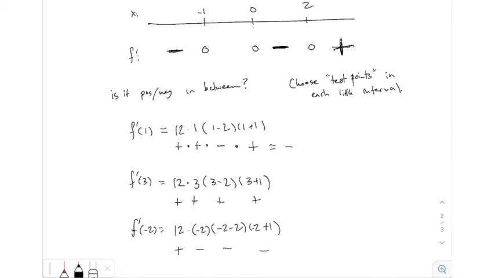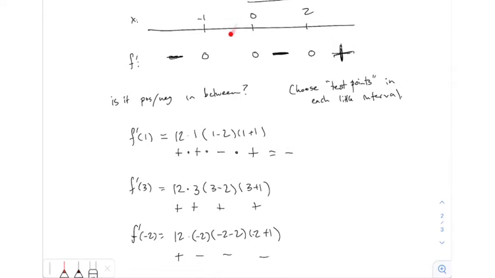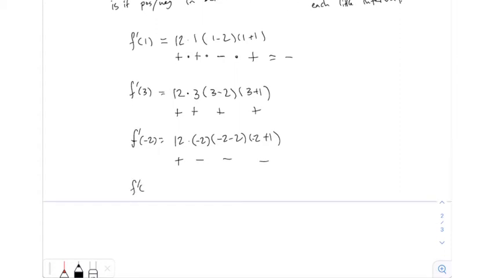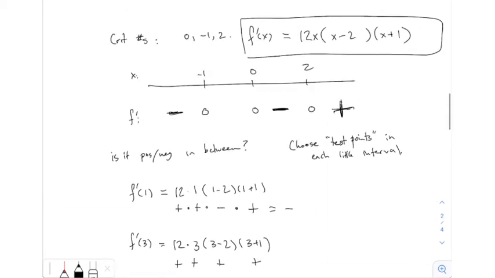And then finally, this is the worst step. I have to plug in like -1/2 in between -1 and 0. So let's plug in -1/2. F prime of -1/2: 12, -1/2, -1/2 minus 2, and -1/2 plus 1. This is positive, negative, negative, positive, right? -1/2 plus 1 is positive. And so that's positive overall. So these are my signs. Minus, plus, minus, plus. All right?